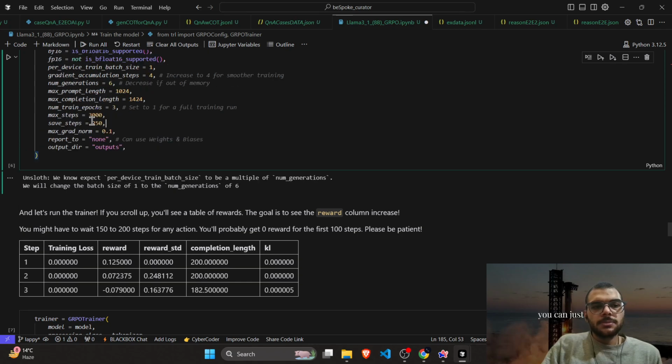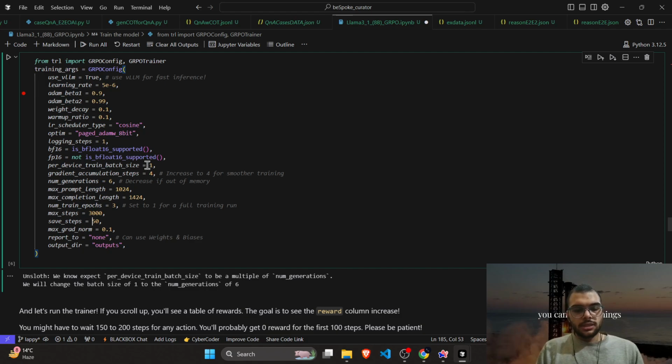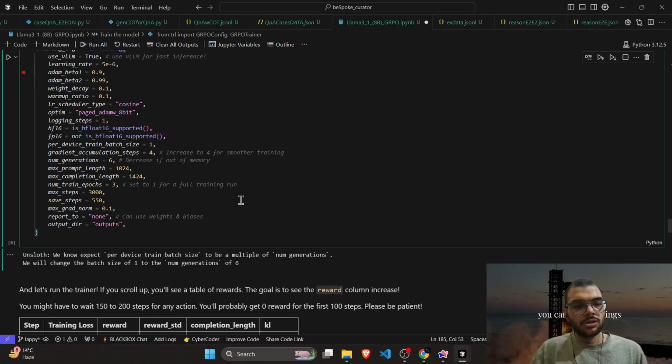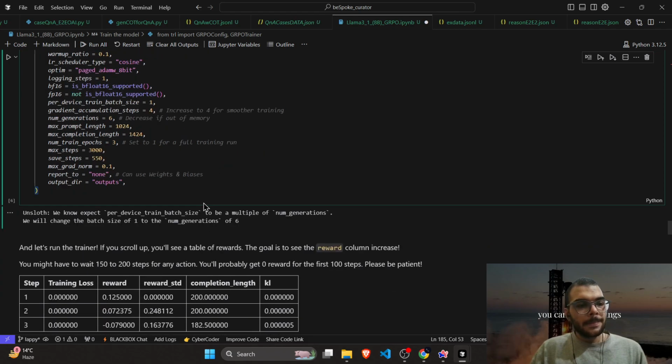And then save steps is basically after how many steps you want checkpoints saved. So if your max steps is 3000, just increase it to like say 550 or something, because that makes a lot more sense than 250 or something. Then output directory is outputs, and then report to, you can use Weights and Biases.